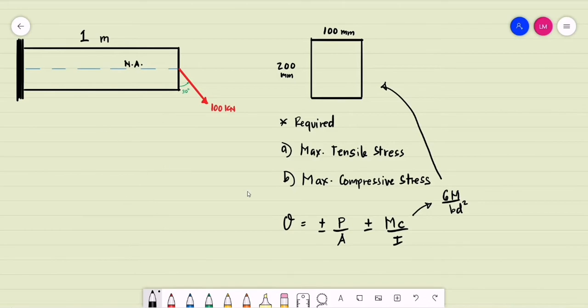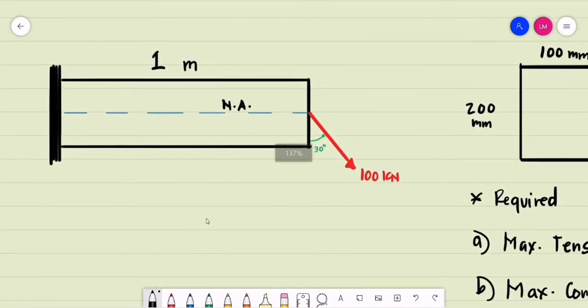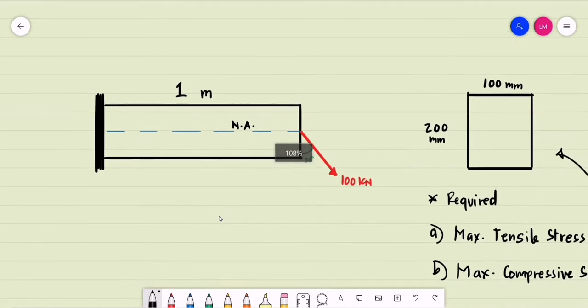Alright, so we go back to our beam. We have an inclined loading of 100 kilonewtons, acting at an angle of 30 degrees with respect to the vertical. Since it is inclined, let us consider its two components and how those components affect the beam. The horizontal component will be to the right, and it is 100 sine of 30 degrees.